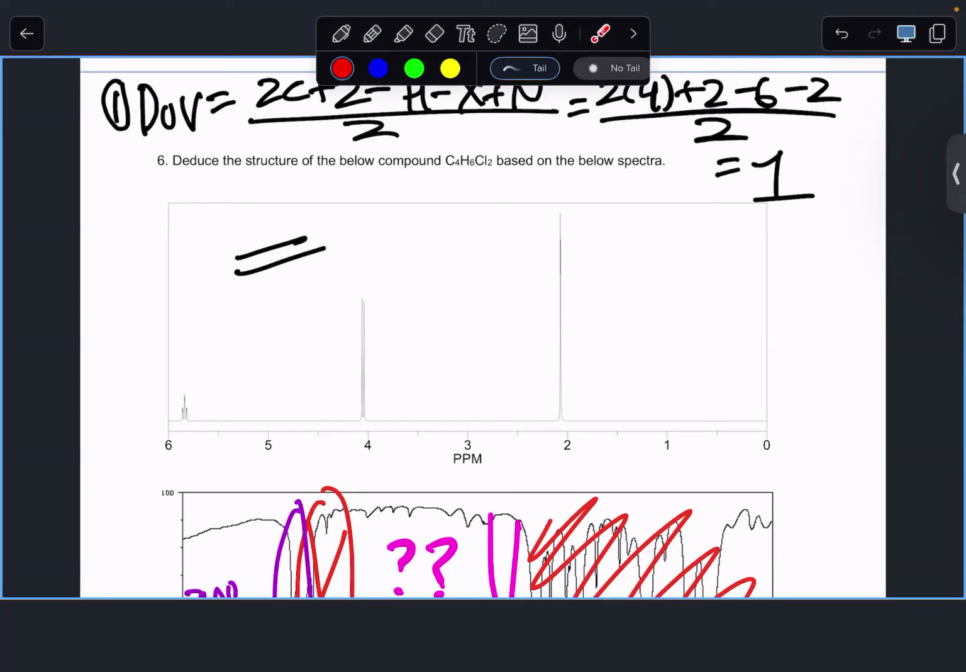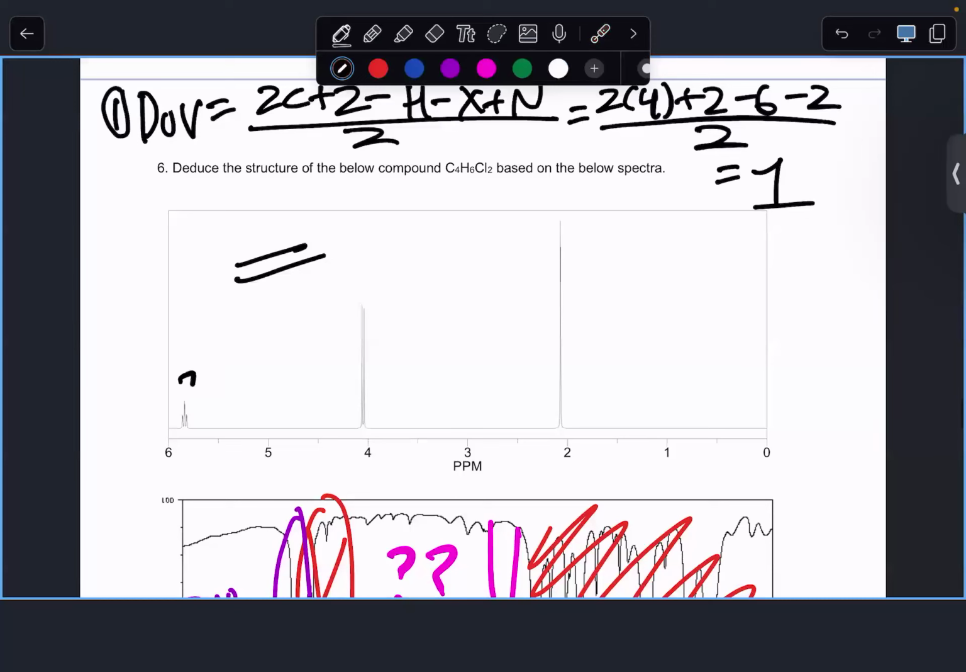But to guess it, look at the height of the integration, right? The height will represent the number of hydrogens. This is the furthest, so it has the lowest amount of hydrogens, probably 1. Making this probably 3. This is probably 2. To confirm that, add it all up to 6. We have 6 hydrogens in the formula. So this is our integration here.